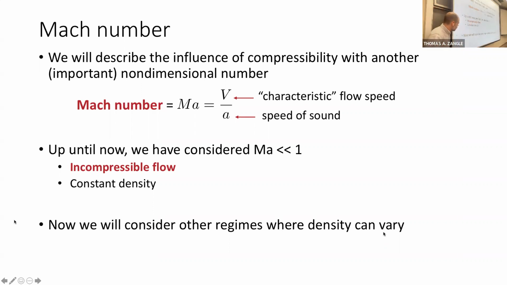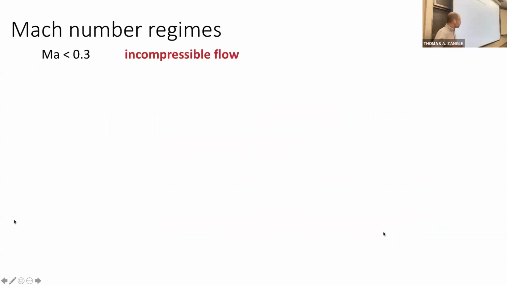So I just want to look qualitatively at what those other regimes are, and we'll define them in terms of Mach number. In practice, we're going to say Mach number less than about 0.3. For Mach number less than about 0.3, we can use the incompressible flow equations with little error. So when we say much less than 1, really we mean less than about 0.3 or so in the case of Mach number.